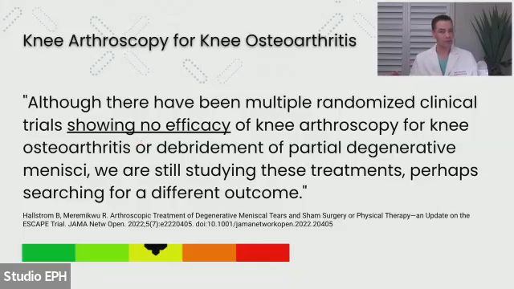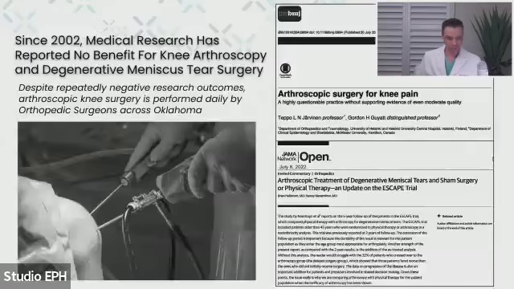And then they have patients that actually got the surgery, and they can't tell the patients apart at the end of the study. There appears to be virtually no difference between the outcome. So that's pretty shocking. All right. So again, this is medical research out there that shows no benefit for knee arthroscopy, more studies.